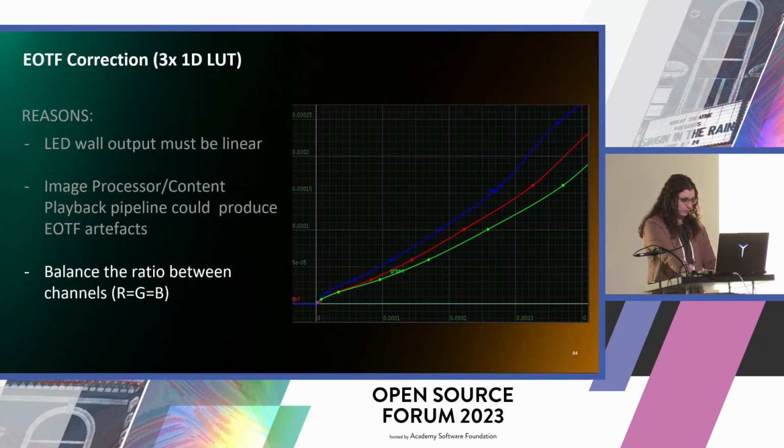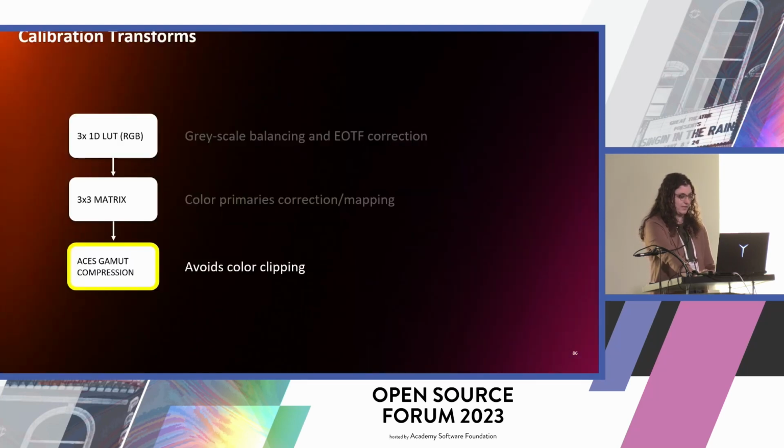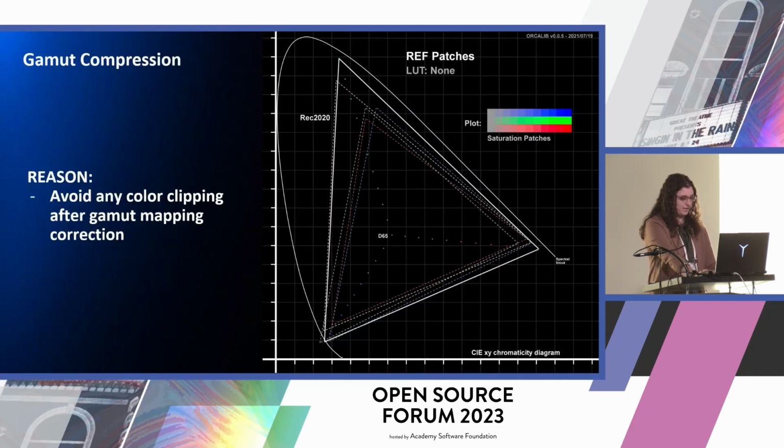So like I said before, if we're not balancing these channels from these desaturated patches and it's all inconsistent, we're going to start from that bad place and generate that wrong 3x3 matrix. So the EOTF correction in our pipeline happens first. The LED RGB primary correction happens second, and then the gamut compression is the last thing I'm going to talk about here. And it's just to avoid color clipping after this gamut mapping.